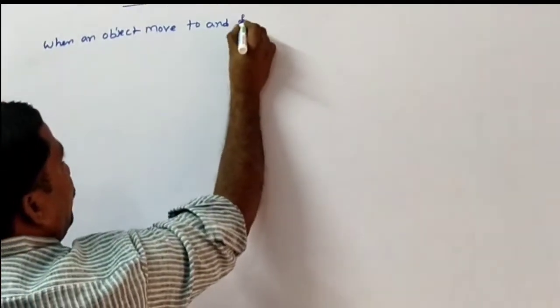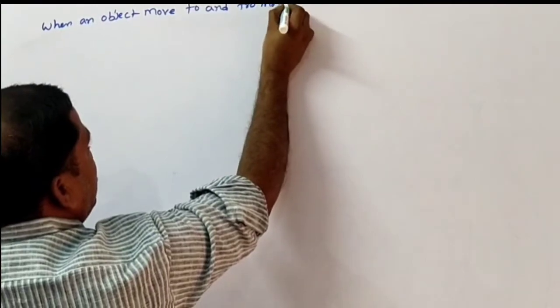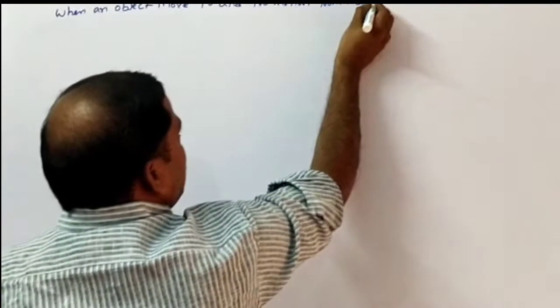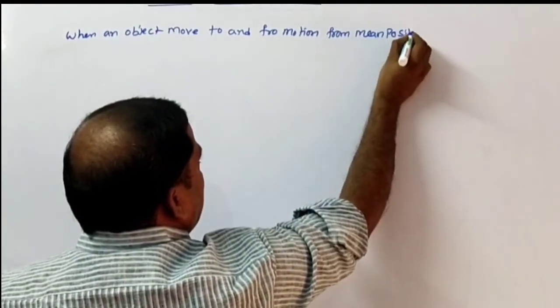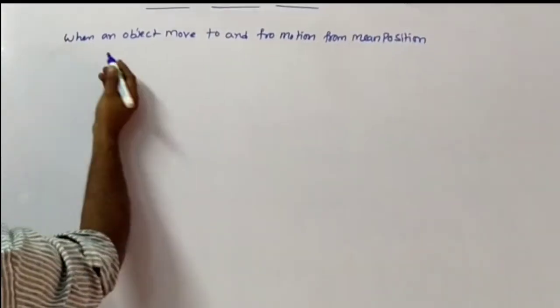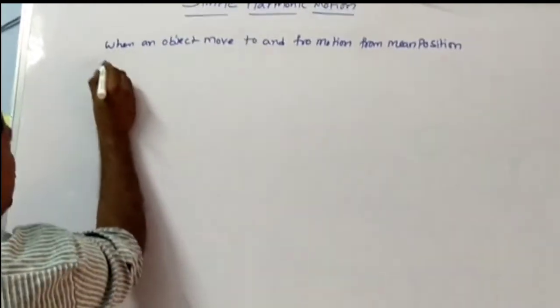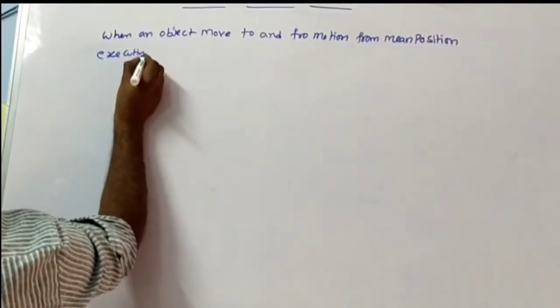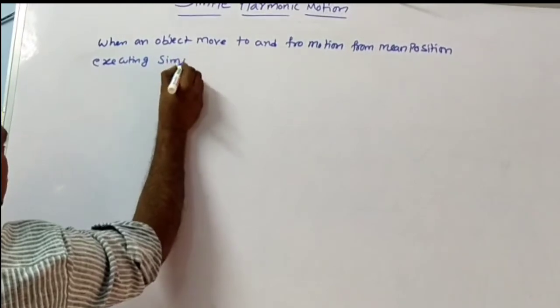Now the definition of simple harmonic motion: when an object moves to and fro from the mean position, it is executing simple harmonic motion.